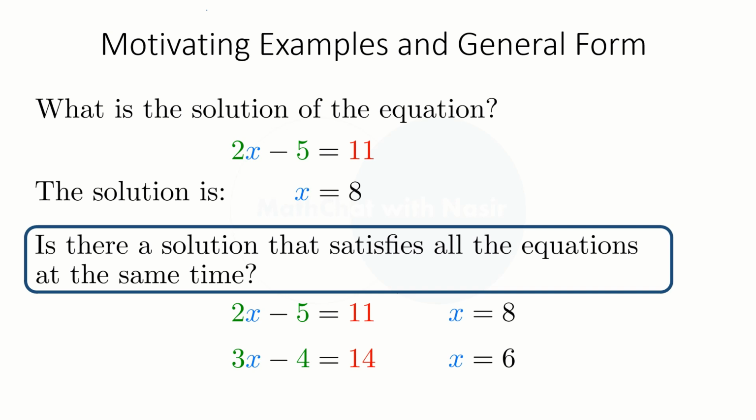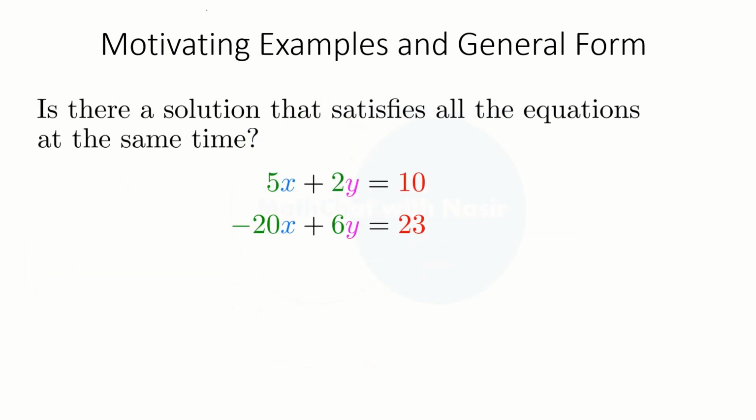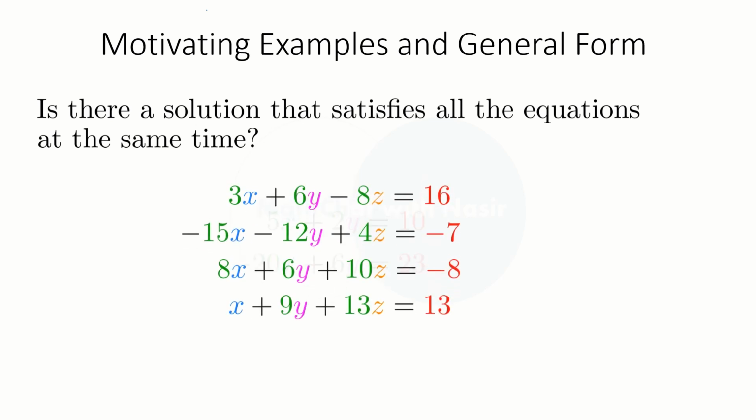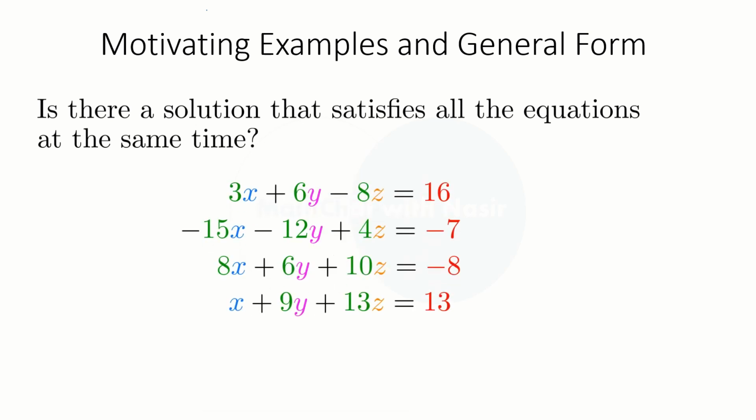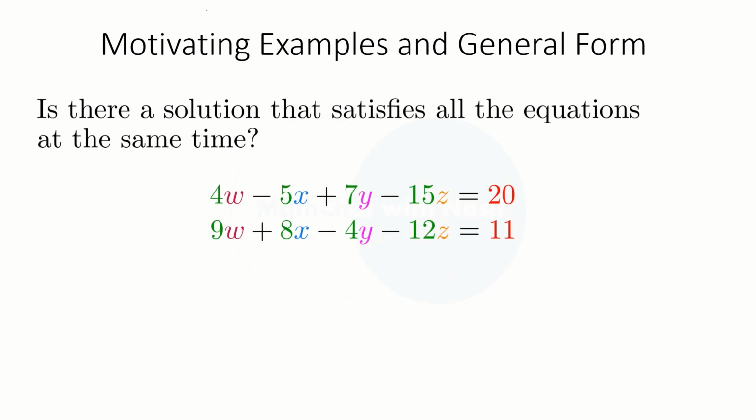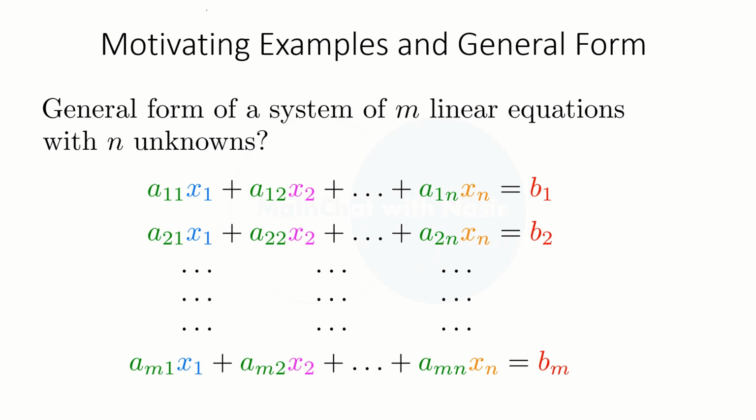They have different solutions. What about these two equations with two unknowns x and y? Or there may be 4 equations with 3 unknowns, or 2 equations with 4 unknowns w, x, y and z. In general, there may be m equations and n unknowns. This is called a system of linear equations. The fundamental question that needs to be answered about a system of linear equations is, what is the solution that satisfies all the equations at the same time?